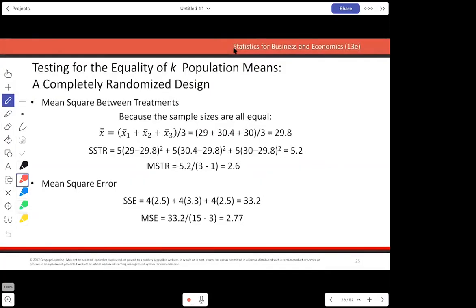Now, we're going to need to calculate a couple of things. We need to calculate SSTR, SSE, SST, and all of those things. So what are the formulas for those? We need formulas for those things.